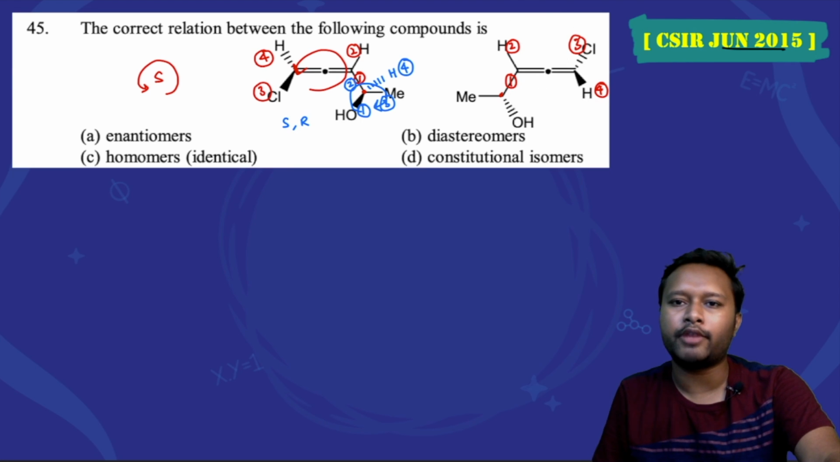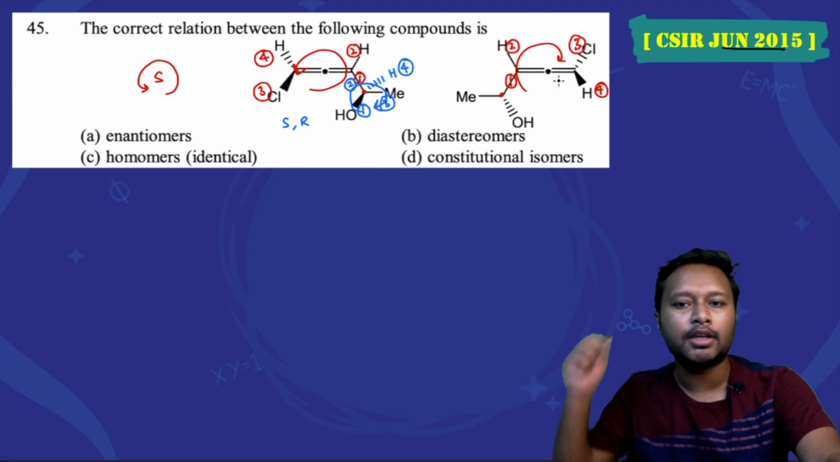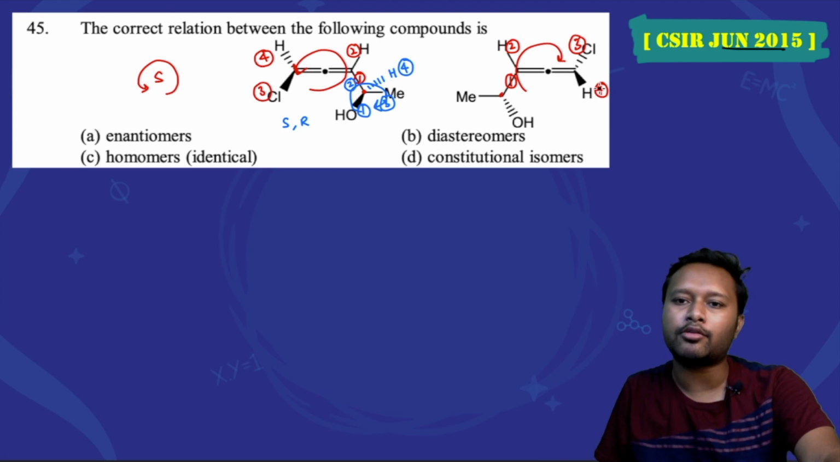Now if you do the rotation, you will find that the rotation is going in this direction. This is going to be a clockwise rotation, right? It's a clockwise rotation, but since the fourth priority group is coming out of the plane, that's why the configuration will change. So although it's coming R, it will get converted into S. So you will have S configuration for the allene part.